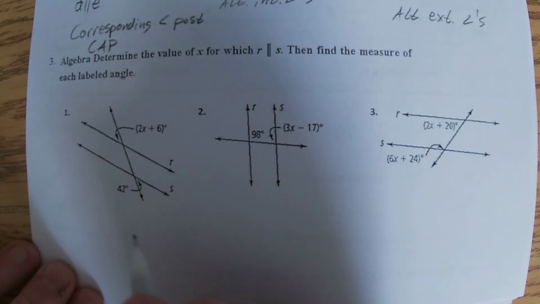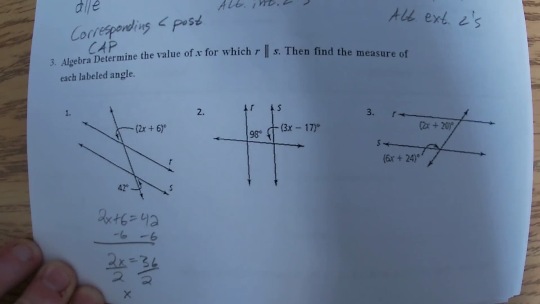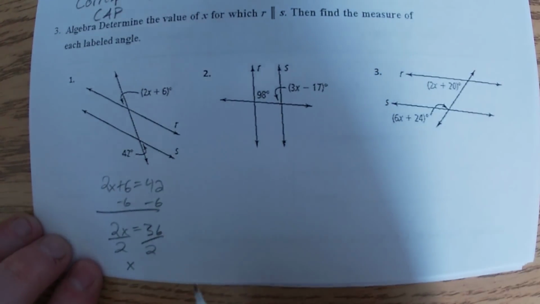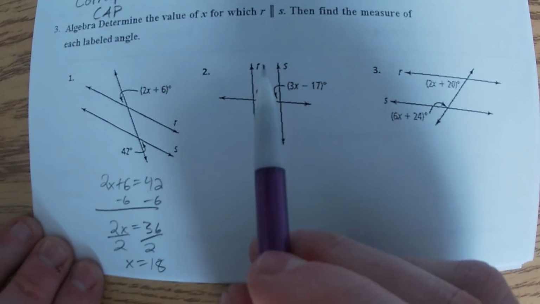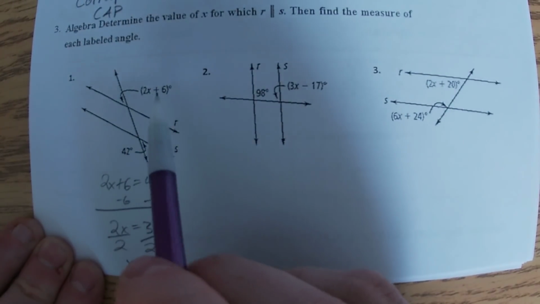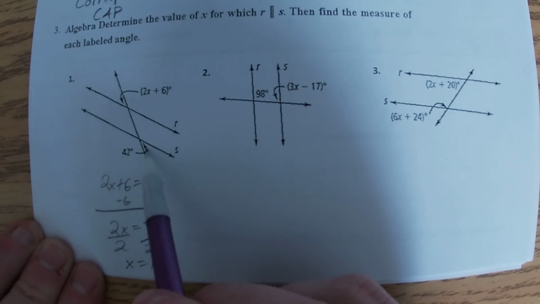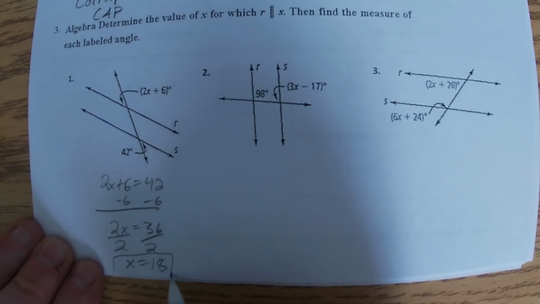So alternate exterior tells us they're congruent, so we can do 2x + 6 = 42. Subtract 6 on both sides, so we get 2x = 36. Divide by 2. x is going to equal 18. And then it says, then find the measure of each labeled angle. So we actually have to find this measure right here. But because it's alternate exterior, we already know that this angle is going to be 42. So it's going to be 42 degrees. I'm okay if you guys just write that.